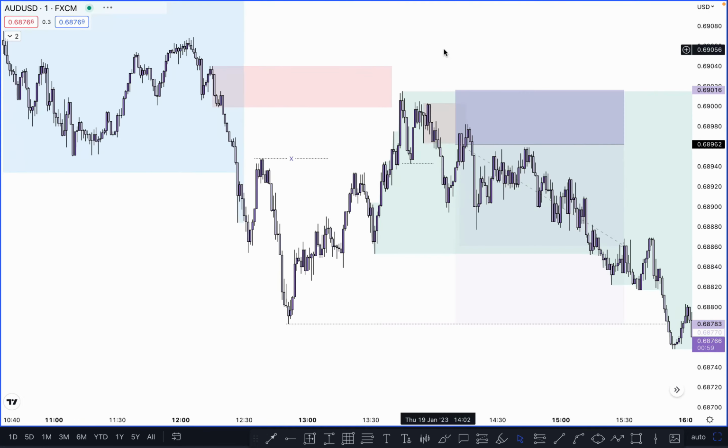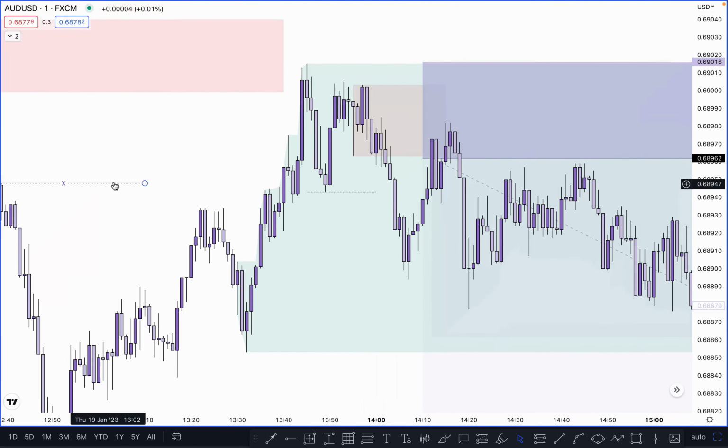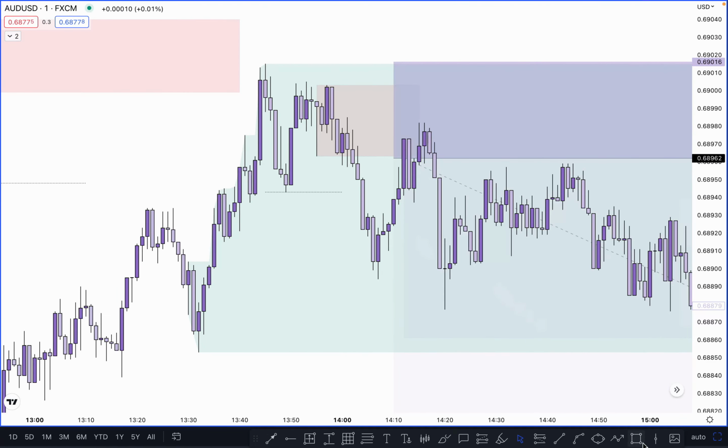Okay, so in this case, as you can see here, where is our unmitigated order block? Where is our candle? This one, right? This is our candle, and you can sell the next candle, which is here. So where is your target? In this case, you can see where our pullback is. The first pullback high is here.